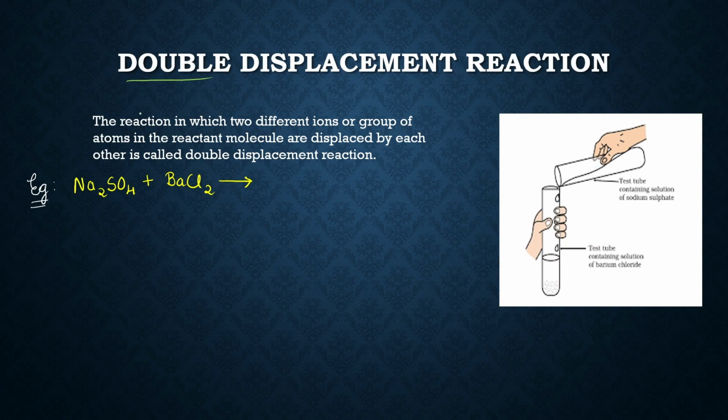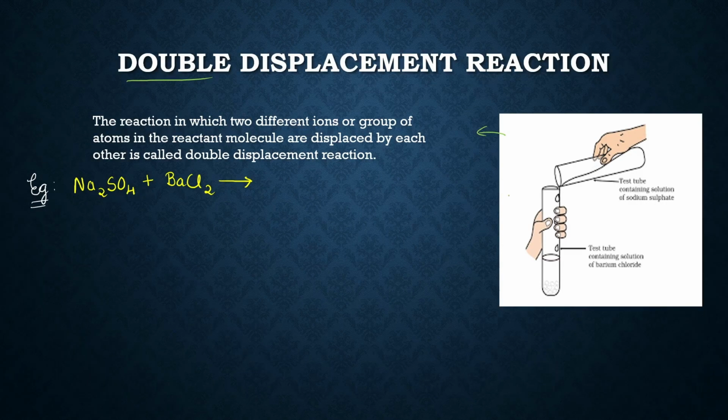Now let's move to the next type of reaction, that is double displacement reaction. Double displacement reaction means the reaction in which two different ions or groups of atoms in the reactant molecules are displaced by each other. Means there are basically two ions exchanging. Okay, so whatever is shown in the picture, for that only I am writing the equation here.